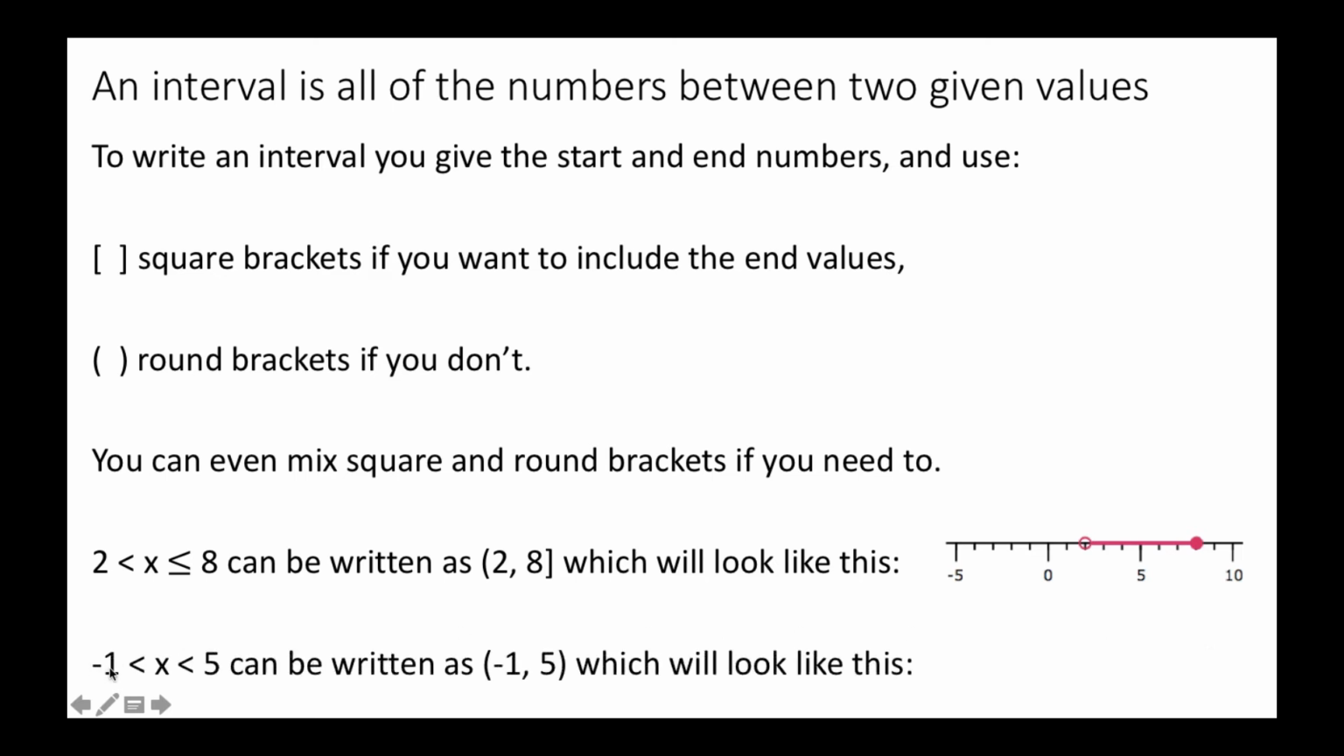Another example is minus 1 is less than x, which is less than 5. As you can see, both brackets here are round because neither of these are equal to, they're just less than. Then you can put it on a number line like this. Circle minus 1 and 5, neither of which are coloured in, and put the line in.